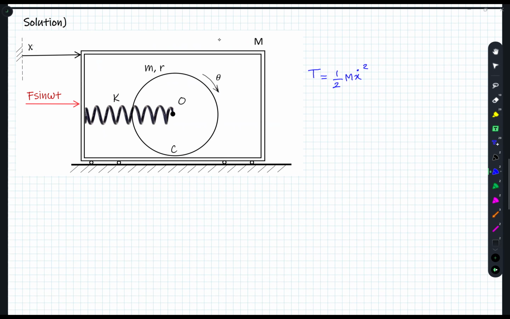And then half of m, the velocity of the disk, which is x dot plus r theta dot squared, right? The disk, its center is moving by r theta dot from the view of a person sitting inside the cart. But for energy, we care about the view of a person standing outside, and now they see that the center is moving by x dot, the velocity of the cart, and point O.